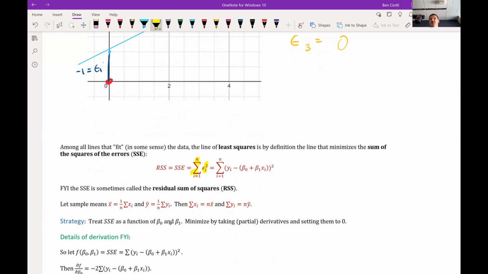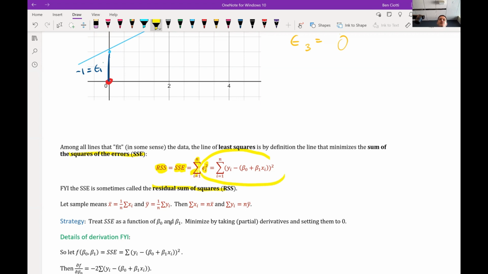There's actually a name for this sum. There's two names for it. I apologize for the redundant notation, but both of these terms are used. This sum of squares is sometimes called the sum of squares of the errors, or the SSE, and it's also sometimes called the residual sum of squares. So both of those terms are used.